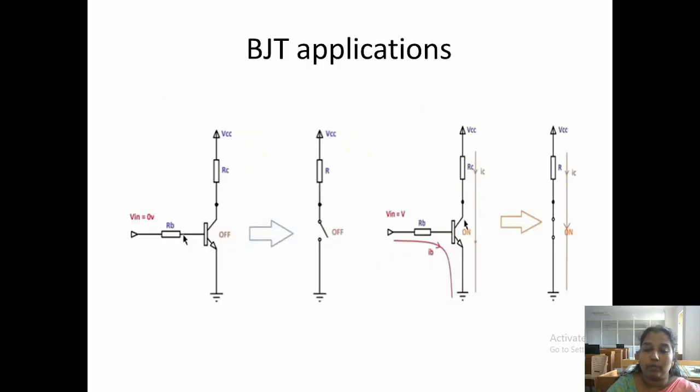Here I'll give you an example of a BJT application. RB is the base resistor, and RC is the collector resistor, and we are giving a supply. Now it is in the off condition. As I told you, a transistor can act as a switch. Transistor off means it is in the open condition, and both junctions are reverse biased. Now when it is on, the transistor is short circuited, which means there is a flow of current through the transistor.